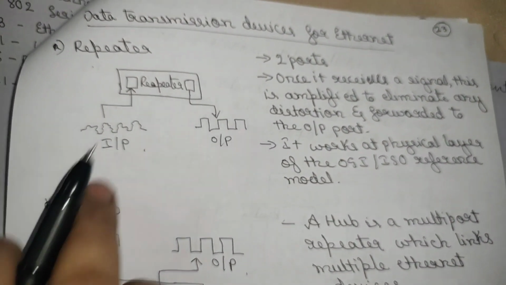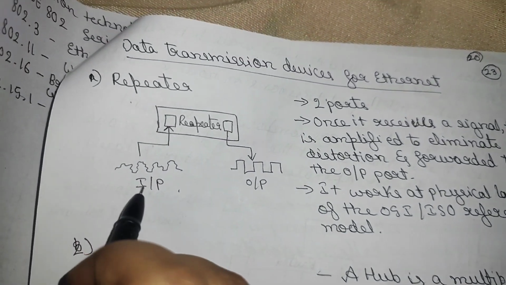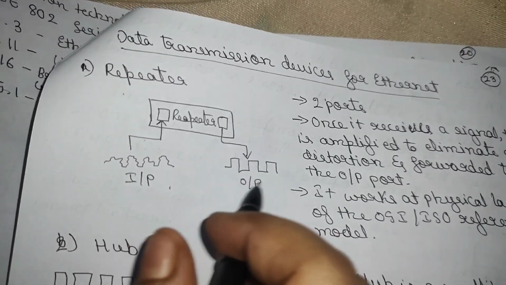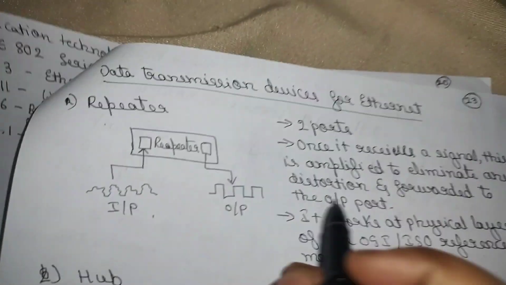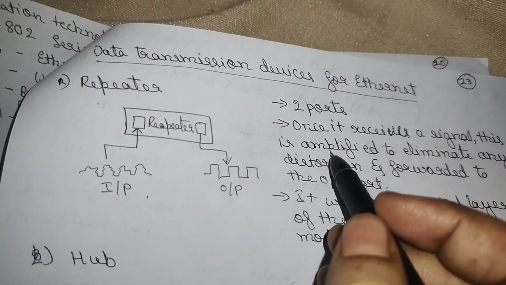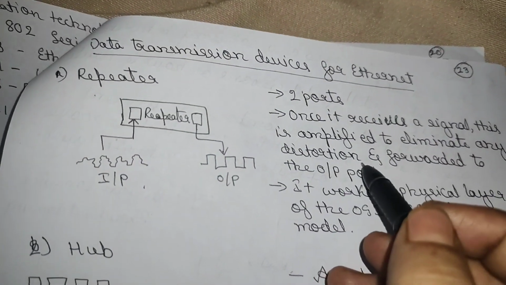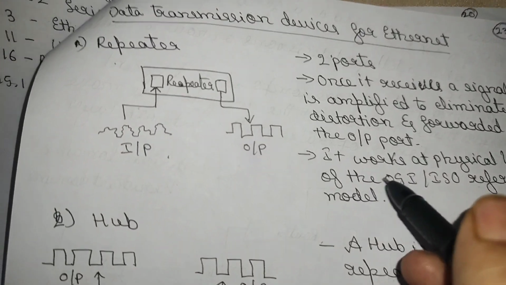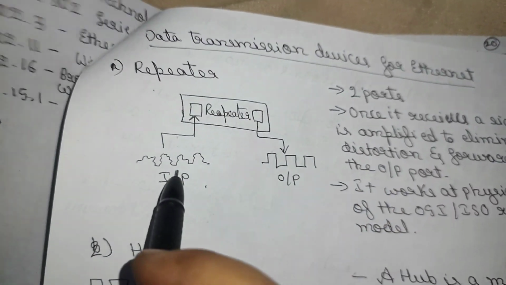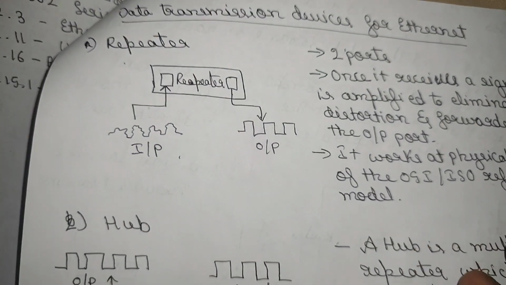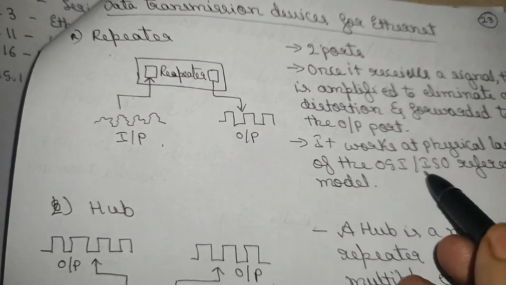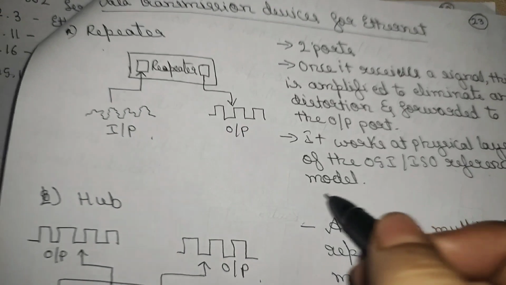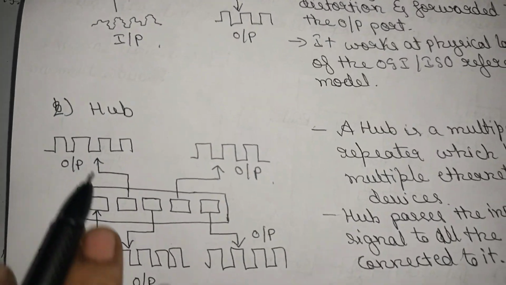Transmission devices for Ethernet. Repeater: you can see here we are sending the distorted input signal, and we get a pulse output. Once it receives a signal, that is amplified to eliminate any distortion and forwarded to the output port. So this is the repeater. It works at the physical layer of the OSI/ISO reference model.